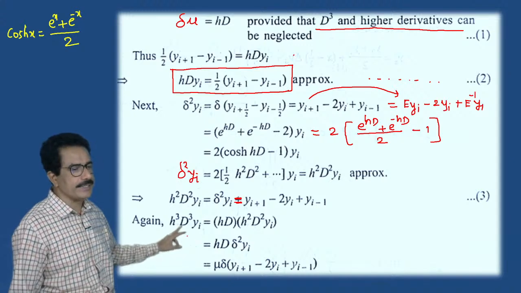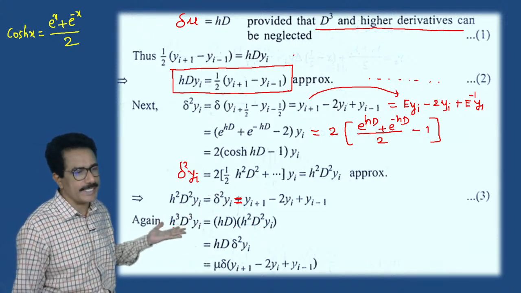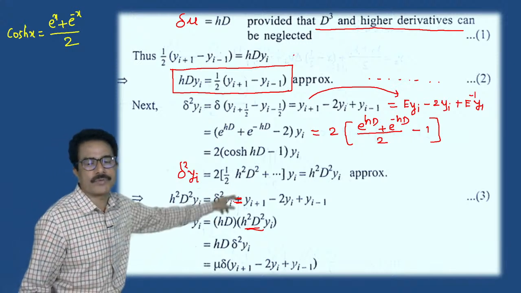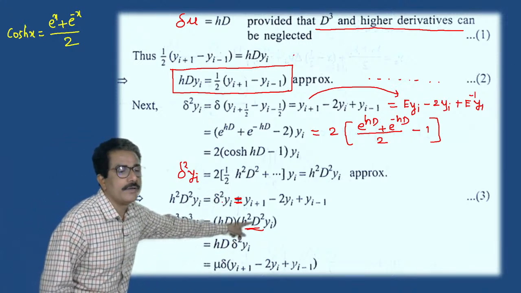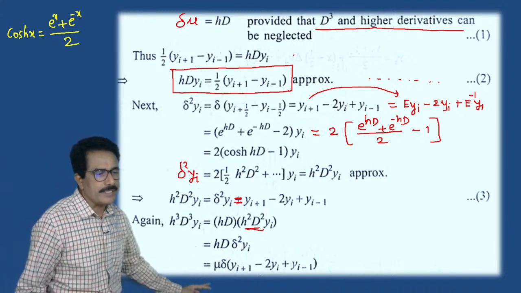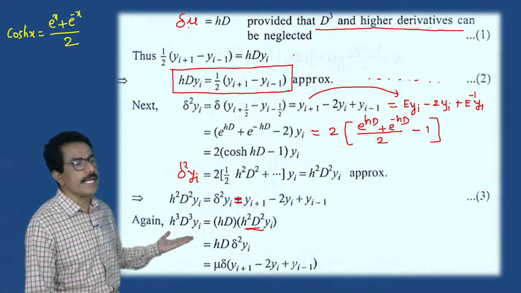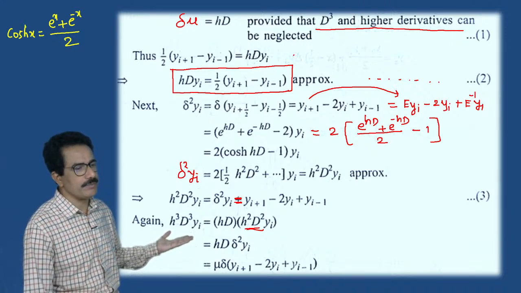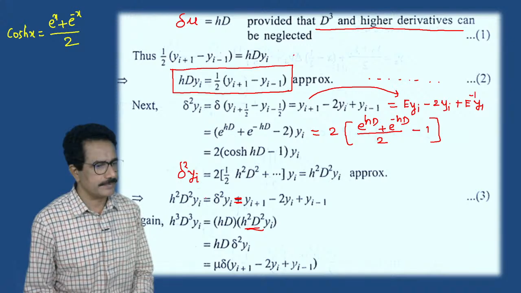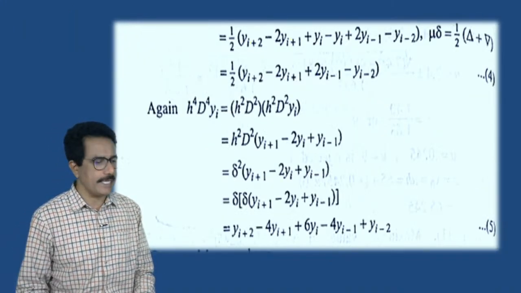Similarly, we can write h cube D cube of yi is equal to hD of h square D square yi. For the cube, we know the value of hD. h square D square yi means delta square yi, put here. Again, put delta square yi, we can write yi plus 1 minus 2yi plus yi minus 1. So we get hD means mu delta, and we can write mu square delta square. So we get this relation.